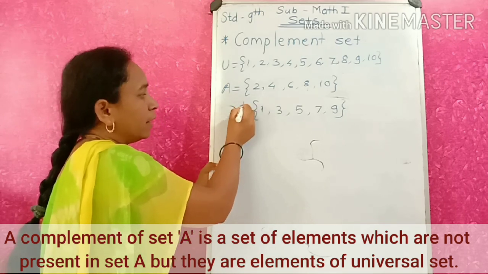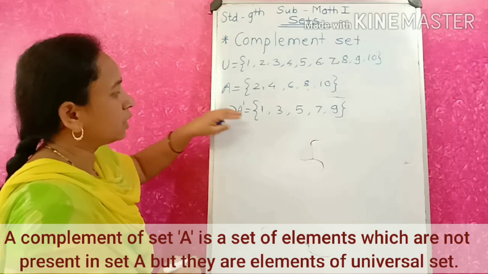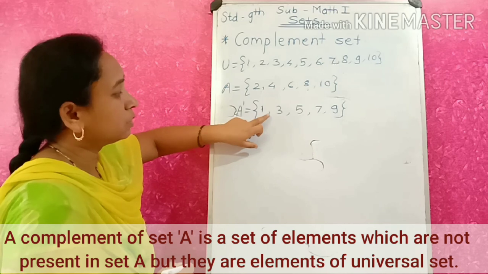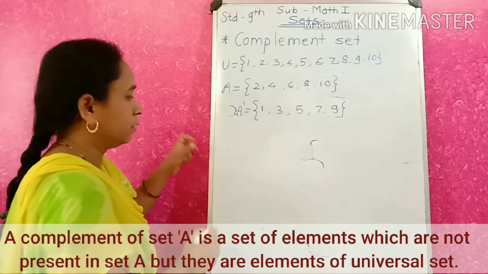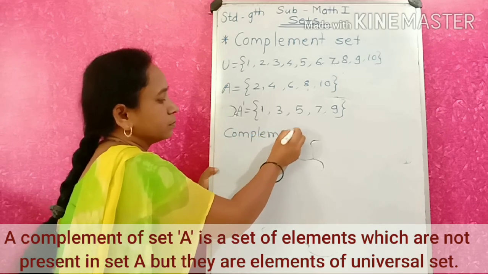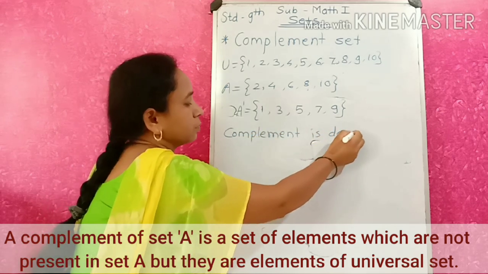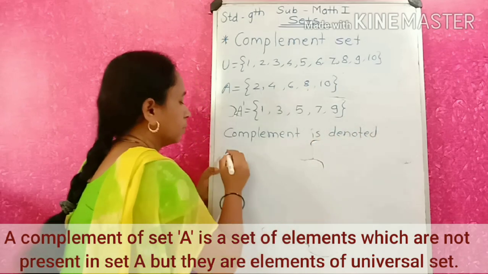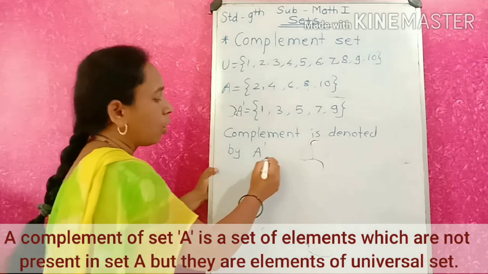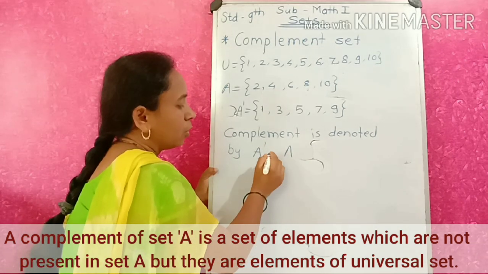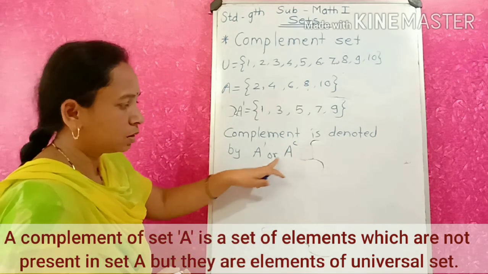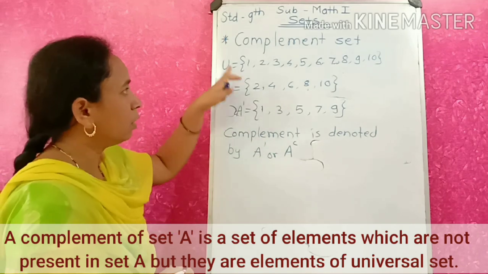That set is called a complement. It means the set of elements which are not present in A but are in U is called a complement. The complement is denoted by A complement, or you can write A raised to c in this way. So this is the way of writing A complement.